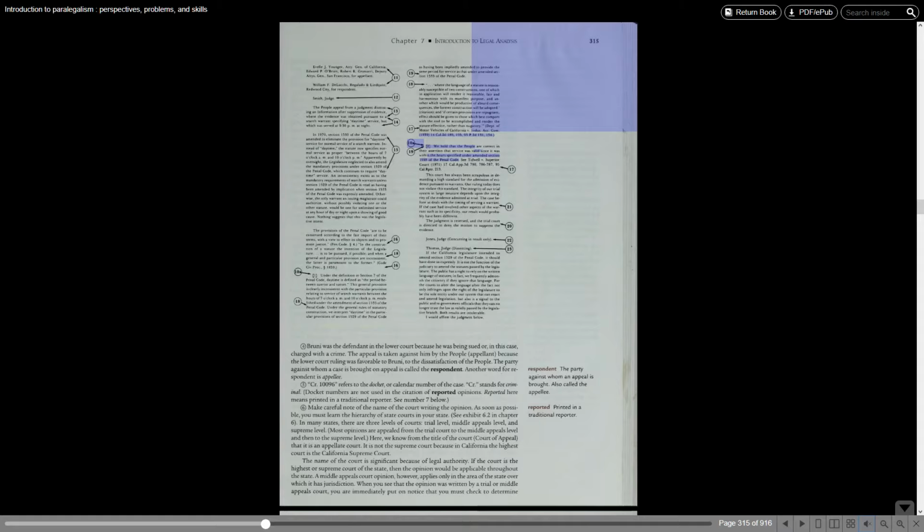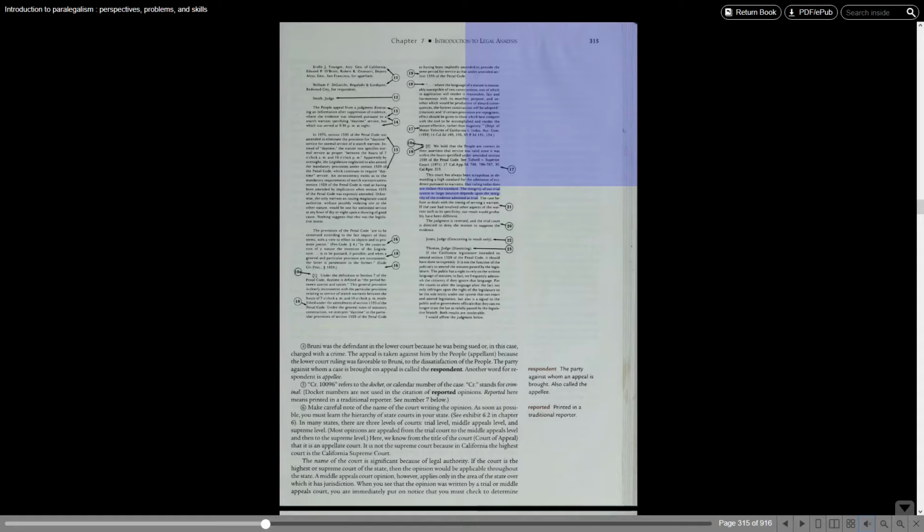We hold that the people acted within the hours specified under amended section 1533 of the Penal Code. See Tidwell v. Superior Court, 1971, 17 Cal.App.3d 780, 786 to 787, 95 Cal.Rptr. 213. This court has always been scrupulous in demanding a high standard for the admission of evidence pursuant to warrants. Our ruling today does not violate this standard.